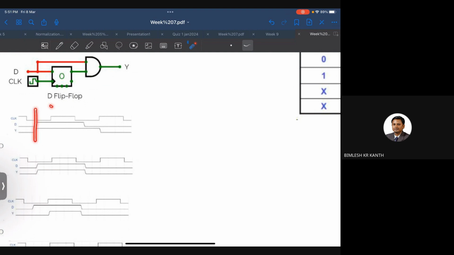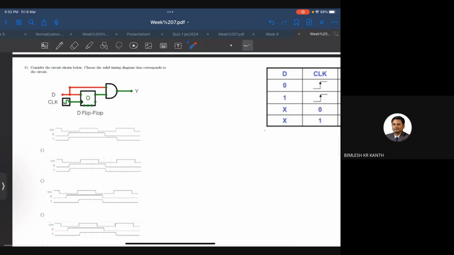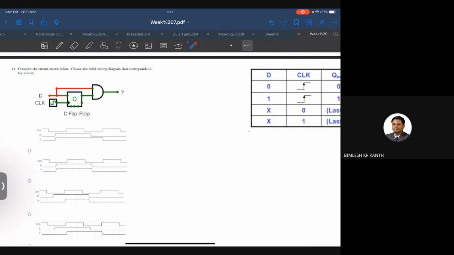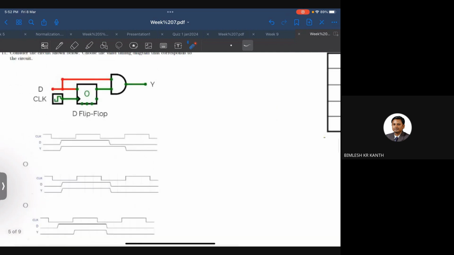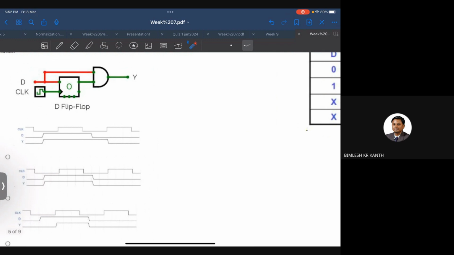Now let's see that point. In the second segment here, it is changing from 1 to 0. Now see, the clock is 0, right? When the clock is 0, it will be the last Q. So this will be that. I'm saying that in the second cycle the clock is changing from 1 to 0. This is the clock.